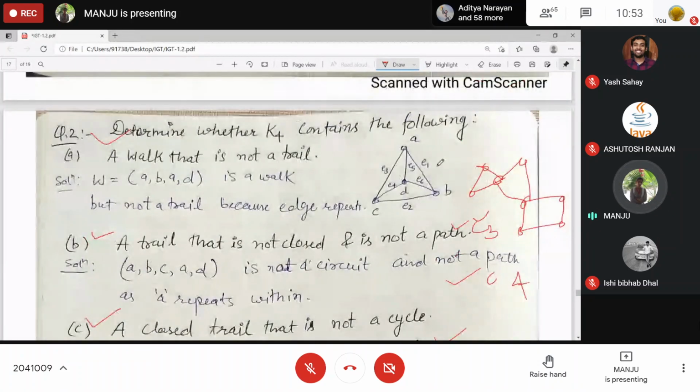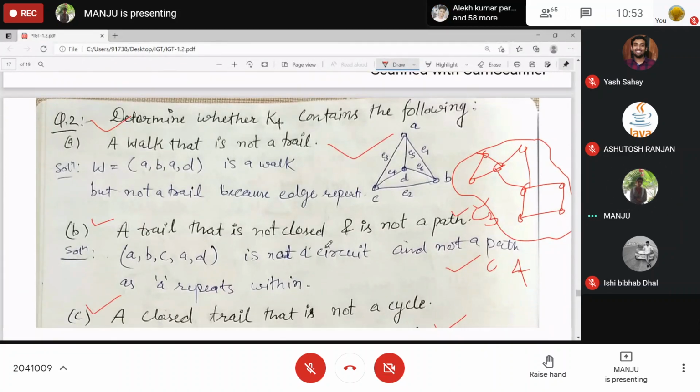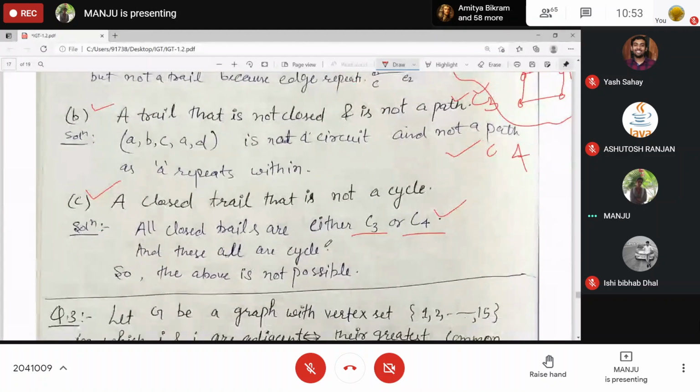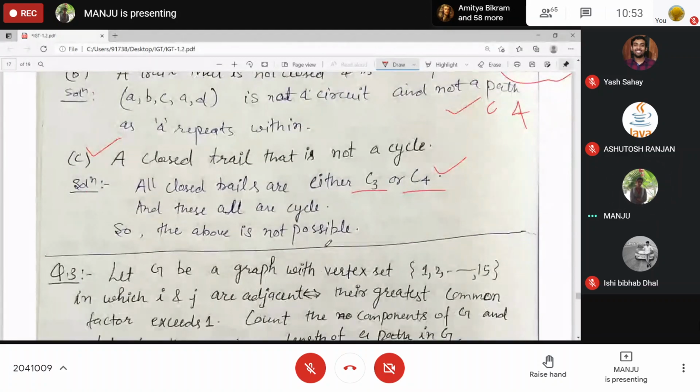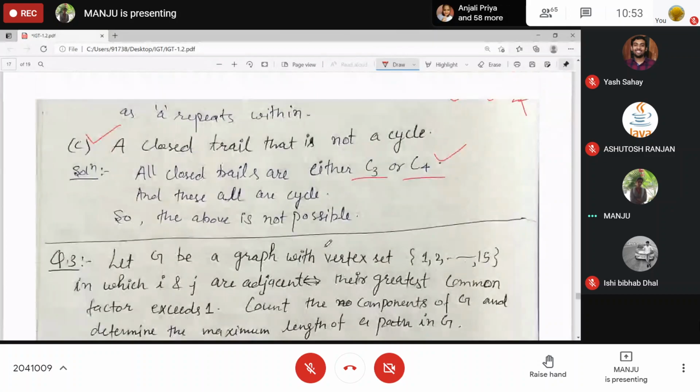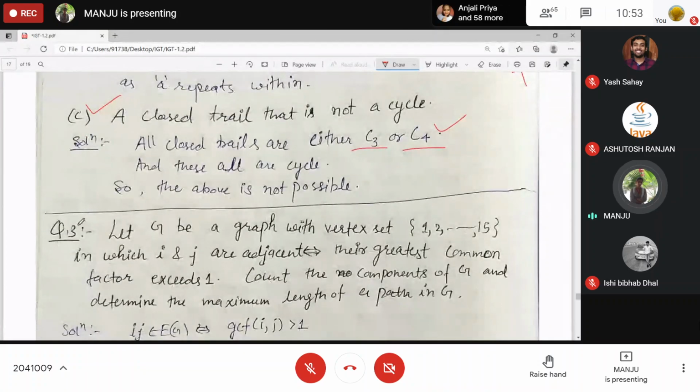If some other graph were there, obviously there exists some closed trail, that is a circuit, which is not a cycle, right? But in K4 it does not. Understood? Yes, ma'am. This will cover your 1.1 as well as 1.2.